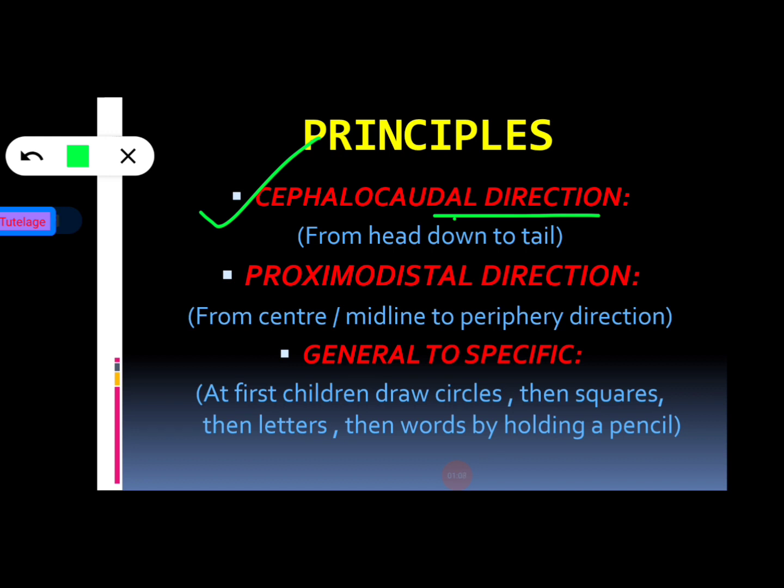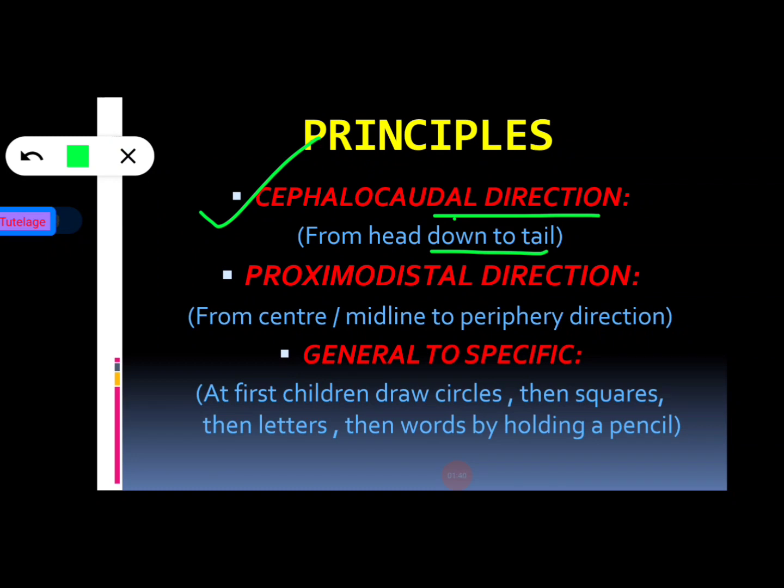Cephalocaudal direction. Okay, cephalocaudal direction. So basically it indicates the development from head down to tail. Okay, so this type of direction, this type of principle basically starts from the head region.